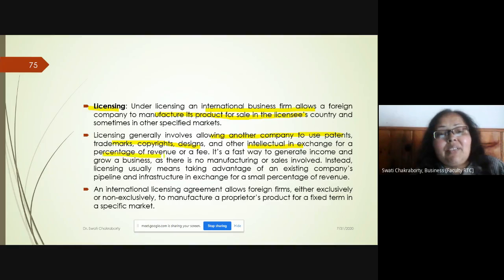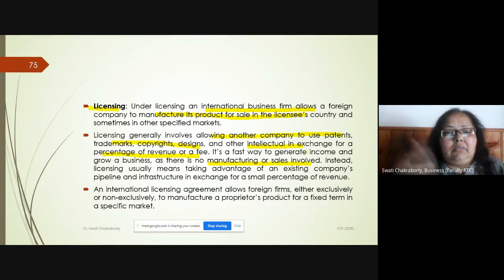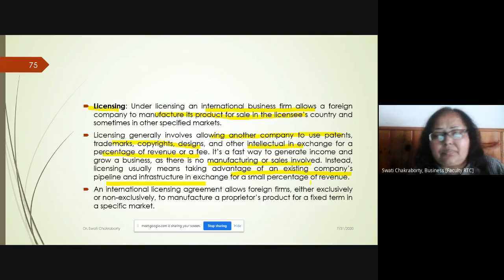What you get in return is a percentage of revenue or a fee, right? That's a very fast way to generate income and grow business because there's no manufacturing or sales involved, like someone else is doing it for you, right? Why do you do that? Because you take advantage of that company's infrastructure. They have it, right?